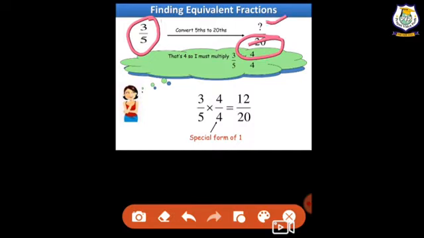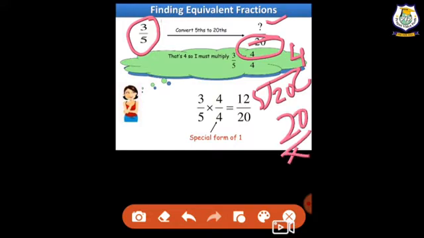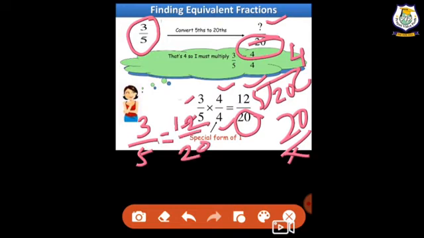We will divide 20 by 5, right? How many times in the 5 table do you get 20? 4 times. So it means 3 by 5 is multiplied by 4. So here the denominator is 20 and the numerator is 12. So it means 3 by 5 is equal to 12 by 20. Like that we will find the equivalent fraction also.